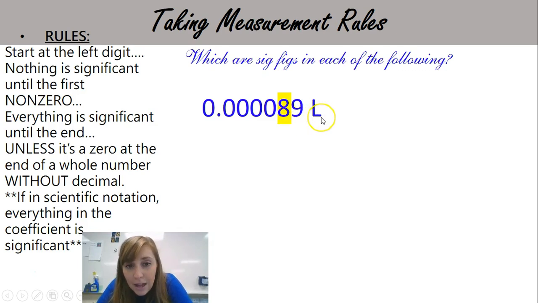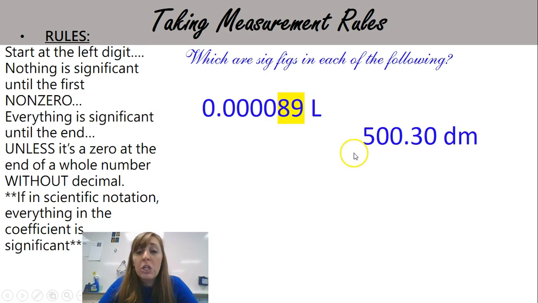Then everything else in the number is significant unless it's a 0 at the end of a whole number. Well, this isn't a whole number. Whole numbers are 1, 2, 3, 4. There can't be any numbers after the decimal. So that means the 9 is significant too. So we have two sig figs. The 8 and the 9 are both significant in this measurement.